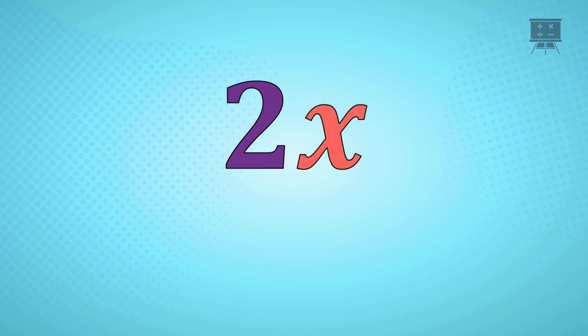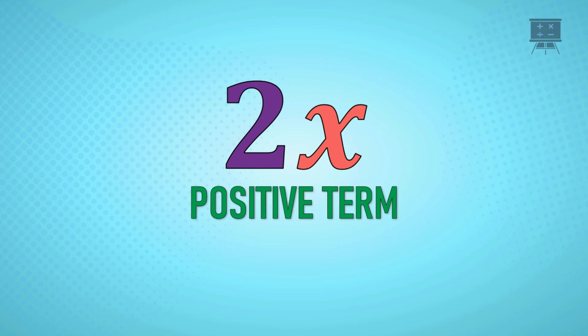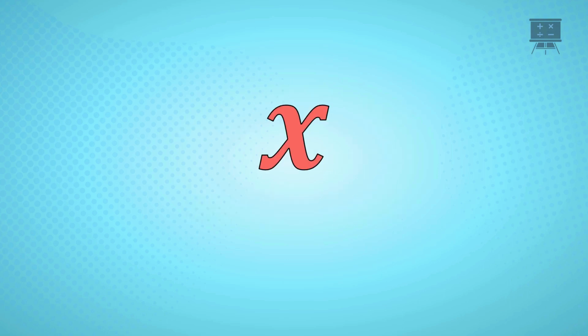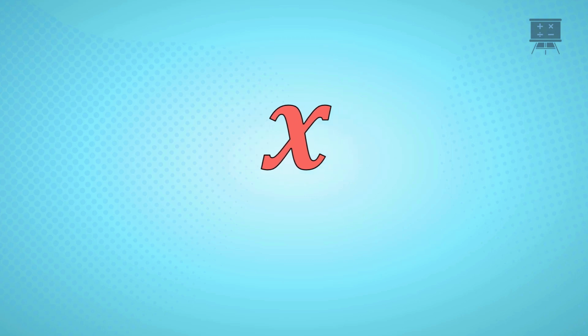Now the number part is called coefficient. A positive term has a positive number as coefficient, while a negative term has a negative number as coefficient. If the number part of a term is missing, it is assumed to have a coefficient of 1, and there is no need to write it because multiplying by 1 does not change the value of the term.